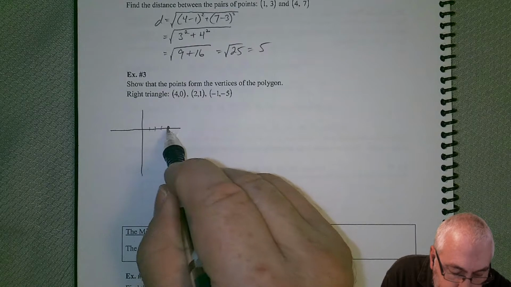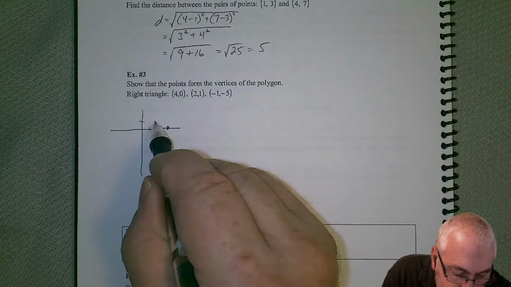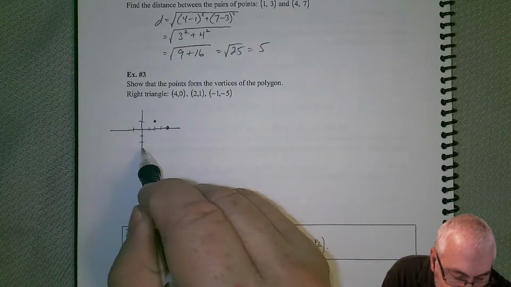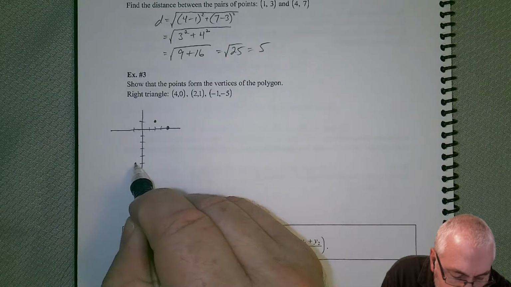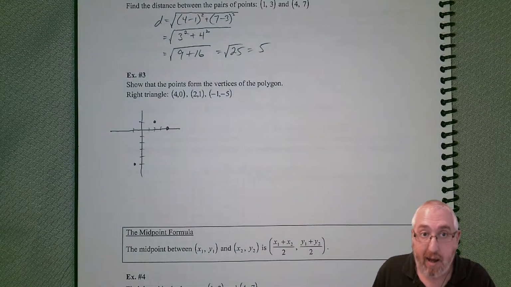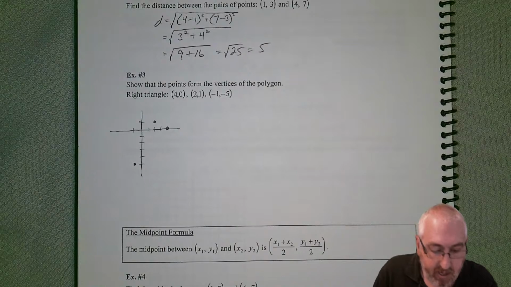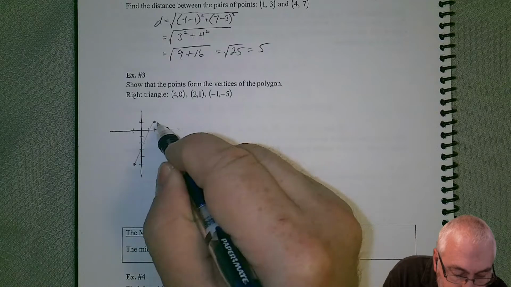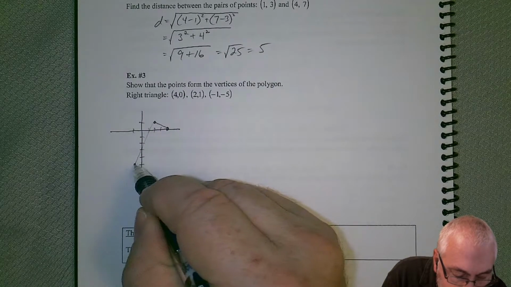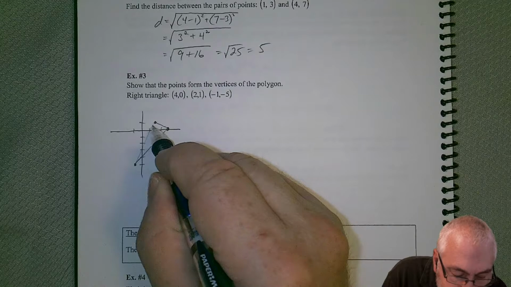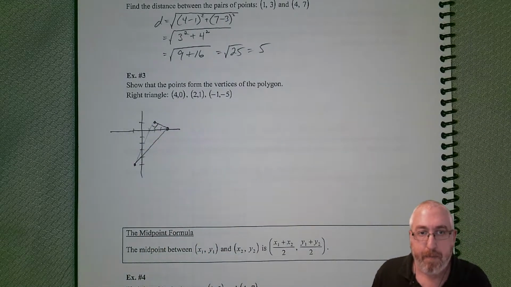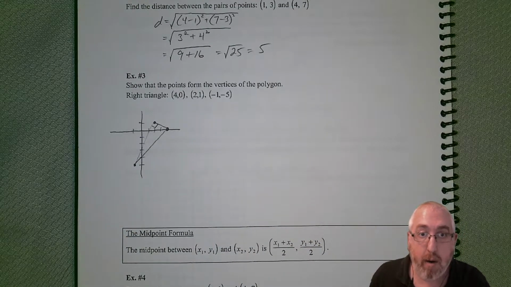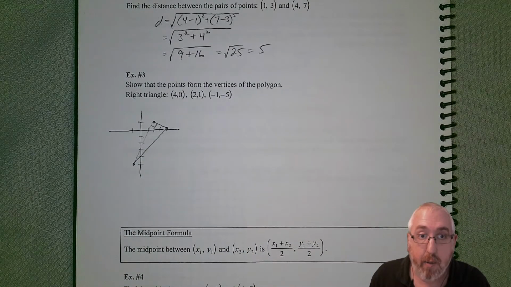So 4, 0 would be there, 2, 1, and -1, -5. So now, having it like that gives you, again, just an idea of what it looks like. So now, if you just want to connect the dots, just to kind of give you a better sense of your diagram, you could do that. And we can kind of see that the right angle is right there. So it doesn't look like it would fit there or there. So, all right, so now we just have to verify that we have a right triangle.